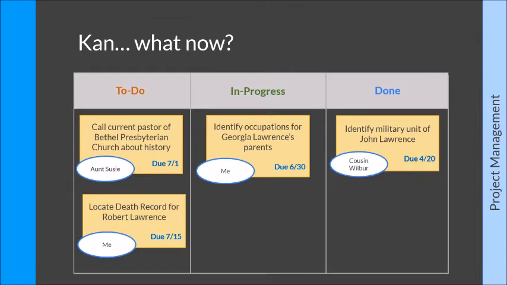So I can see what my workload is like based on my tasks that are in different statuses. So I have a task that's assigned to myself that's in the to-do column. I have a task assigned to myself that's currently in progress. From this, I might see, oh, okay, maybe I need to take one of my tasks and give it to Cousin Wilbur because he's already finished his to-do item.